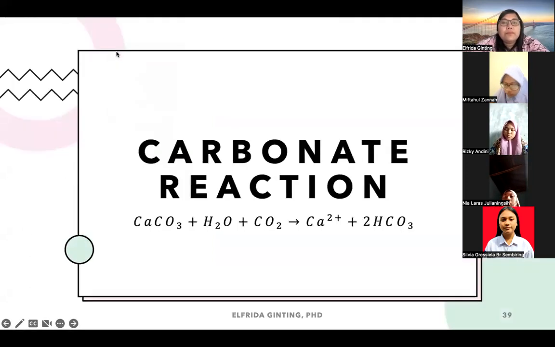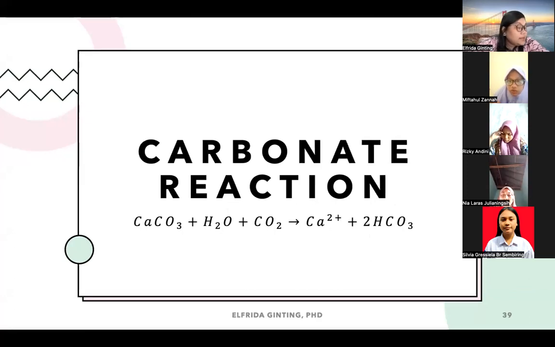Okay. Now, next, this is the reaction. So calcium carbonate, you mix it with water and carbon dioxide, and then it will form a cation of calcium and hydrogen carbonate. Now, this is usually when you have it in ion, remember, then it is soluble. It doesn't form a precipitate.